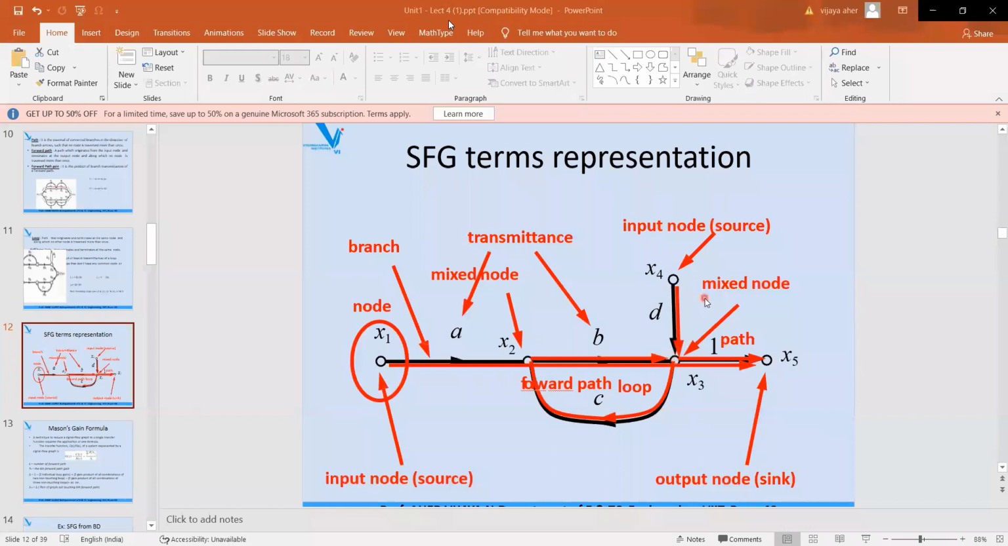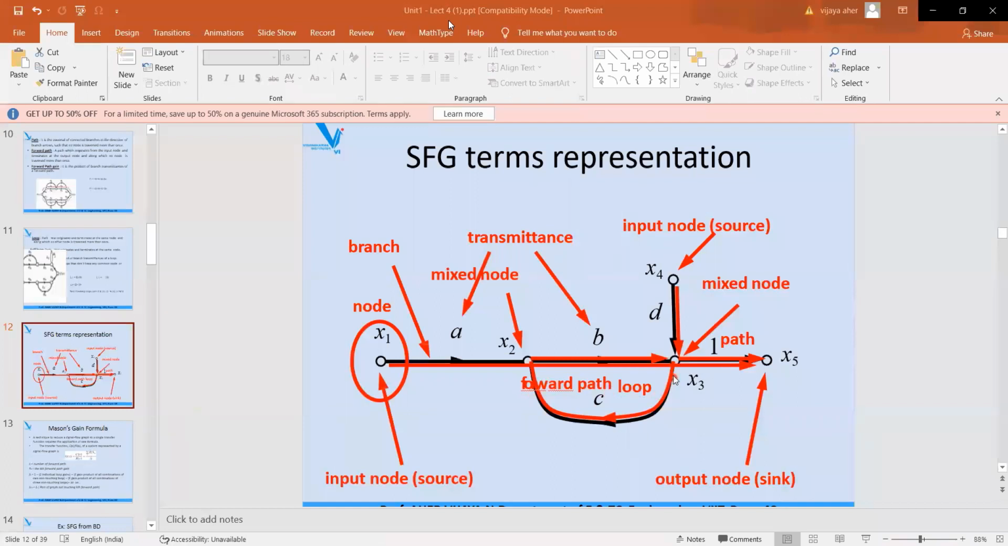But this node is nothing but mix node. This X2 is also mix node. काय याला mix node म्हटलंय? There are branches coming in and going out. बघा X2 हा जो नोड आहे याला मिक्स नोड म्हणतात. का बरं? कारण याच्याकडे ब्रांच ॲरो टुवर्ड्स पण आहे आणि आउटवर्ड पण आहे. सो दिस पाथ, we are calling this path as forward path, from X1 to X2, X2 to X3, X3 to X5. This is nothing but forward path.